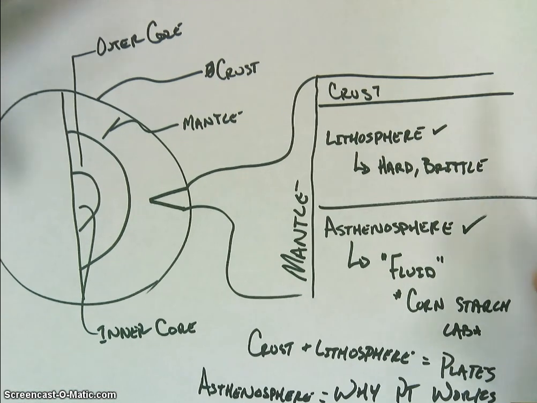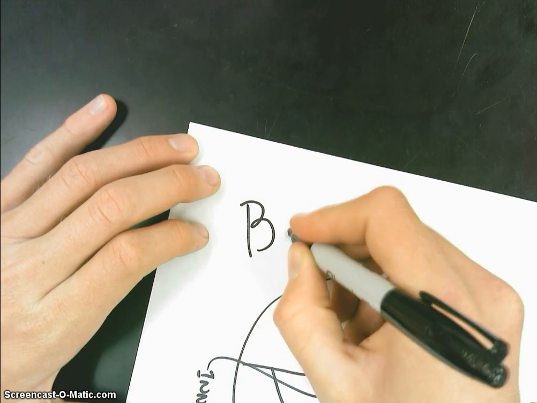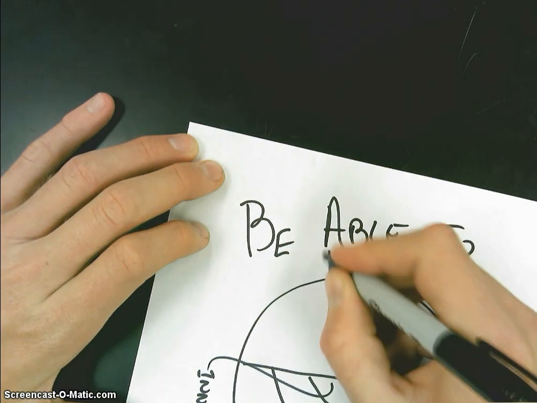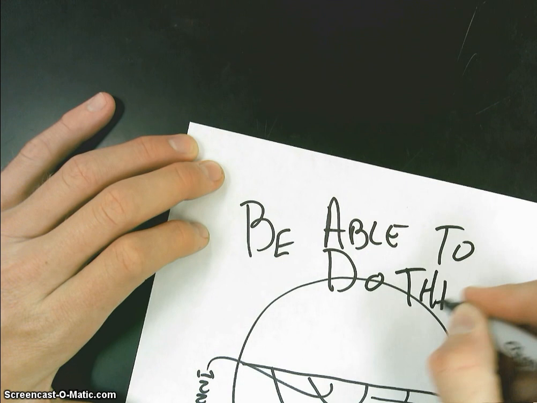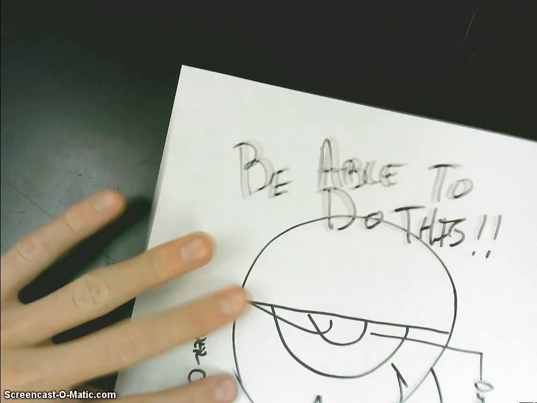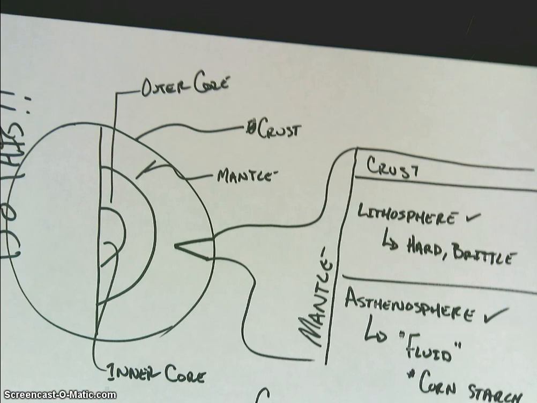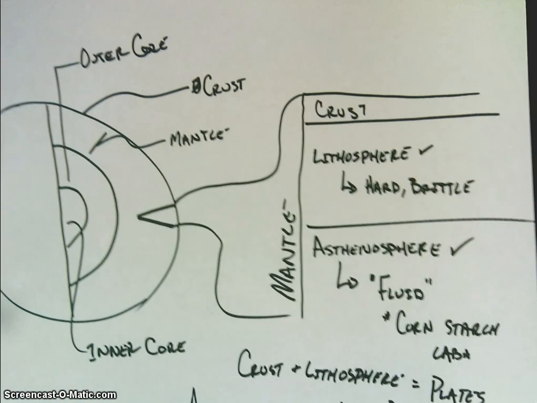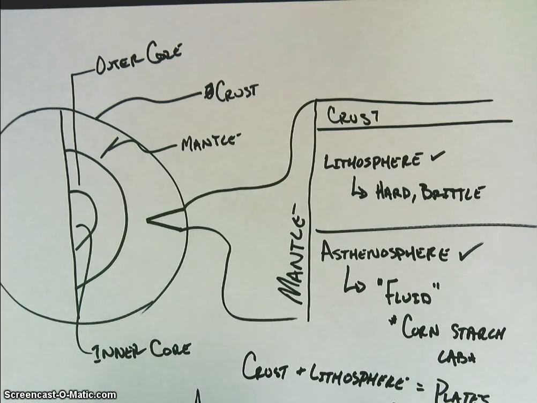Lastly, I would be sure that you can reproduce this drawing in some way, shape, or form. So be able to do that, okay? Again, this is what you're looking to be able to do. Now, you can draw it in your own way, but I just need you to know all the information on this sheet, okay? That's a recap of this learning target.